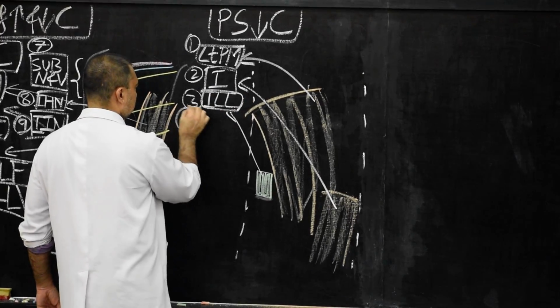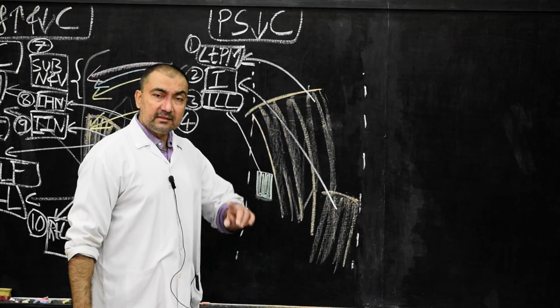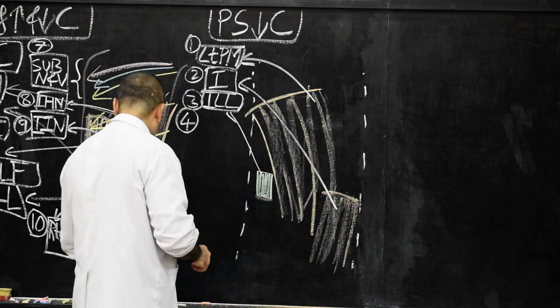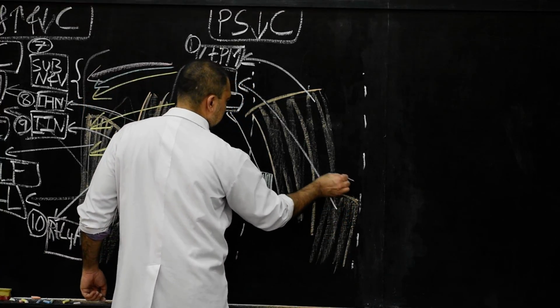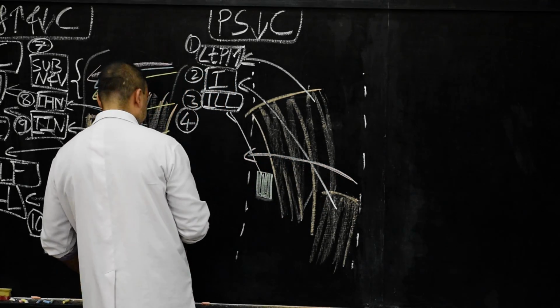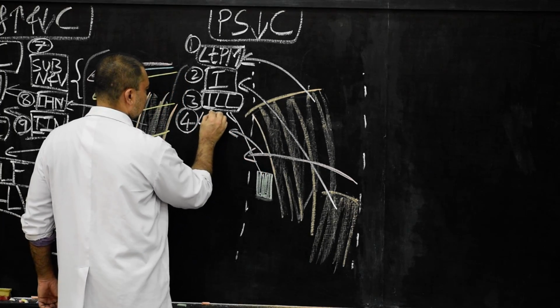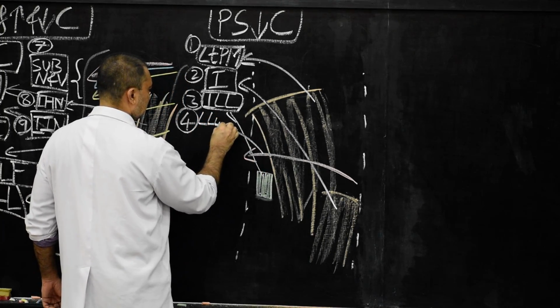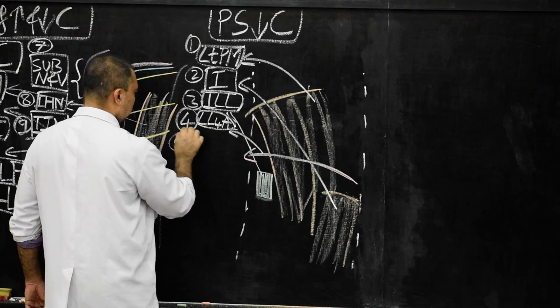Now structure number 4, one artery, that is the left fourth lumbar artery. So we are going to mark this artery as the left fourth lumbar artery, the left fourth lumbar artery. Structure number 4 is left fourth lumbar artery.